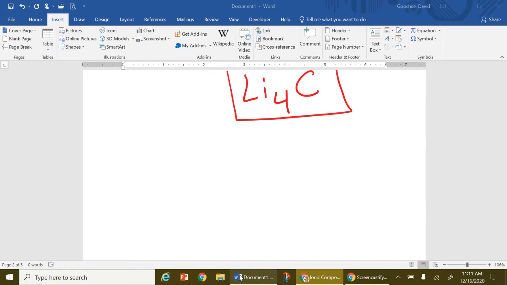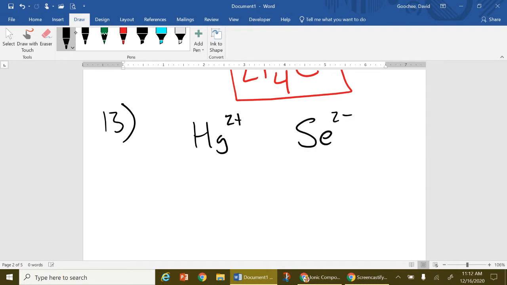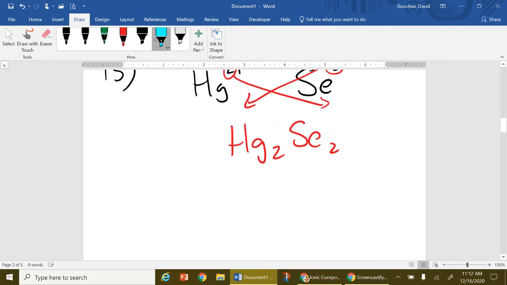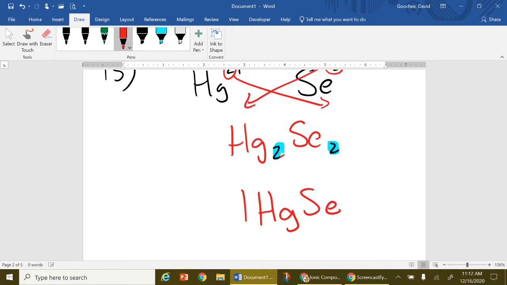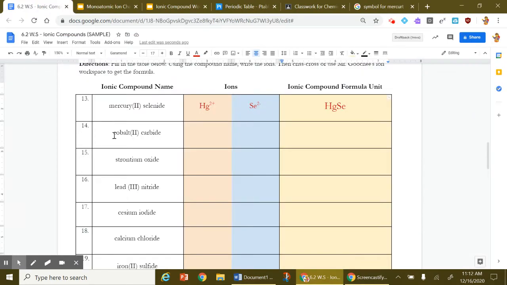If you were doing the crisscross method, then Hg 2 plus, Se 2 minus, you crisscross, and you get Hg2Se2, but remember it reduces. You've got to reduce it. So these just cancel out and you're left with HgSe. So it doesn't really matter how you go about it. You can get there all the same. Okay, so HgSe. Very good. On to the next one.